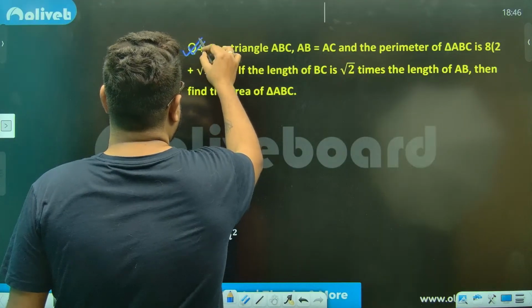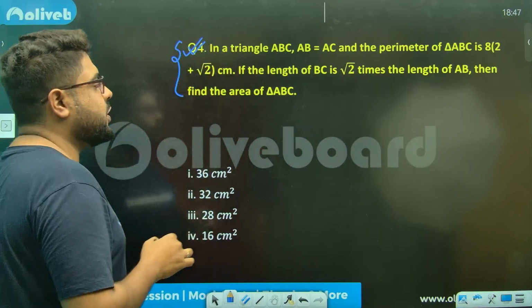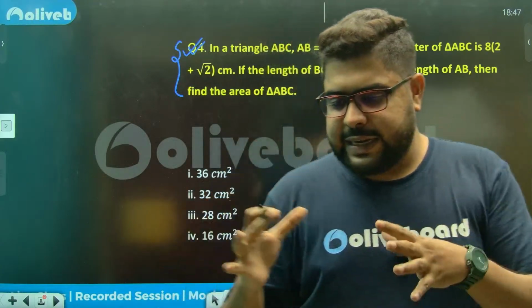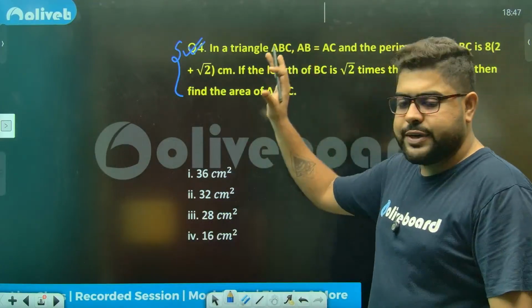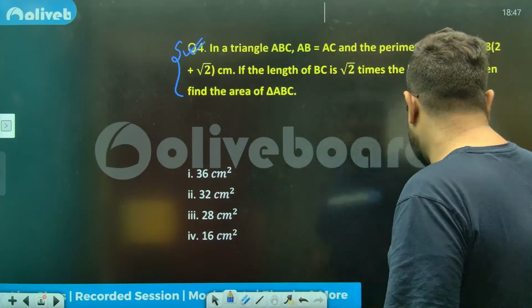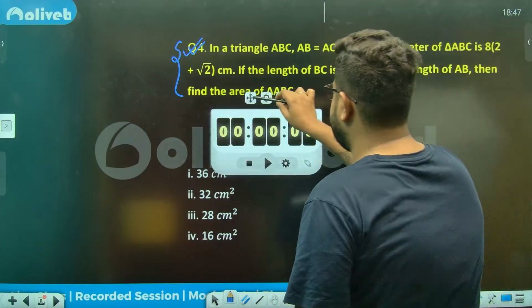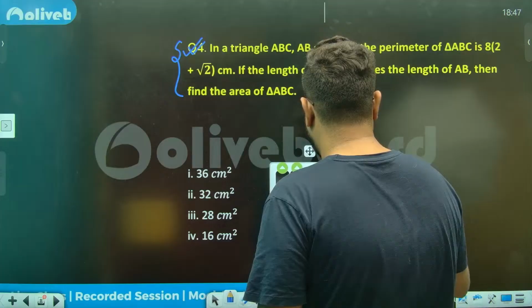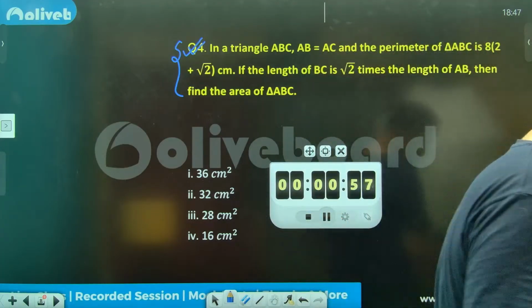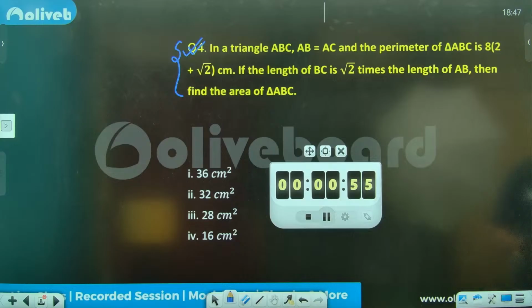These are called geometry based mensuration or mensuration based geometry, whichever you call. This is a kind of intersection between a little bit of geometry and mensuration, both. So please solve this. These are generally easier questions, generally very easy. So 1 minute should be enough. Please solve, please give it your best.